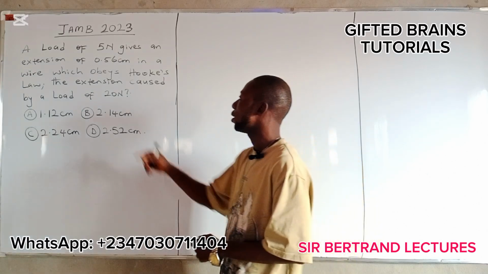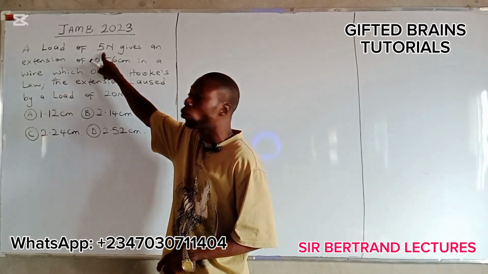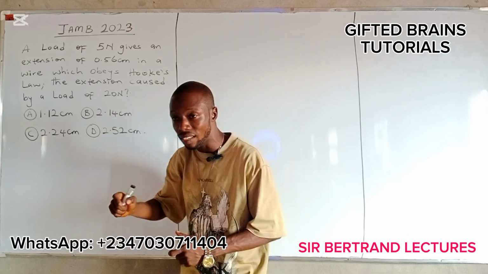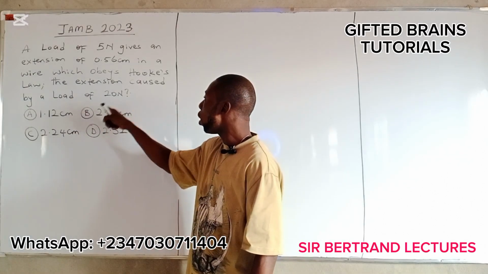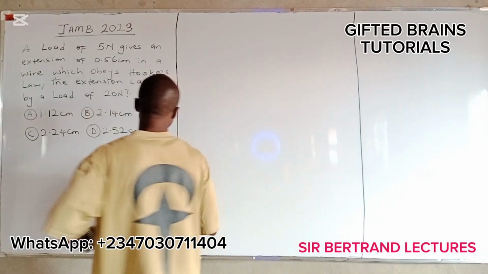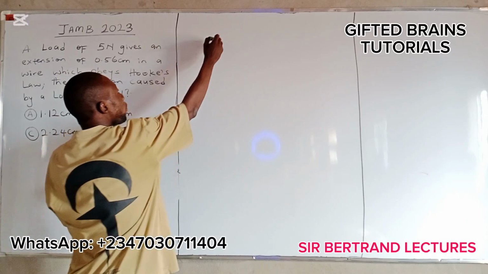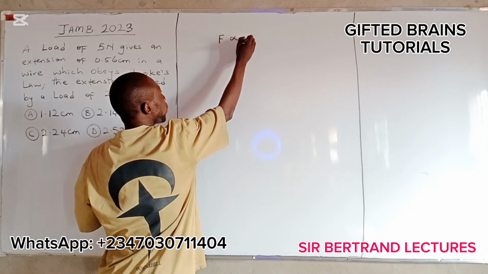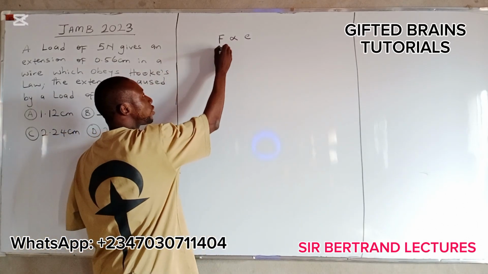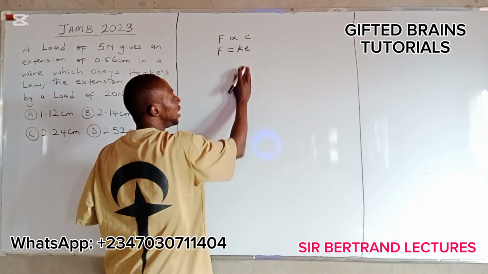Do you understand? A wire gives 0.56 centimeter when a load of 5 Newton is applied. Now, assuming Hooke's law is obeyed, what is going to be the extension when you apply a load of 20 Newton? Remember Hooke's law from the last video, that force varies directly proportional to extension. Then force, remove the sign and put the sign of proportionality. You have a constant and E.